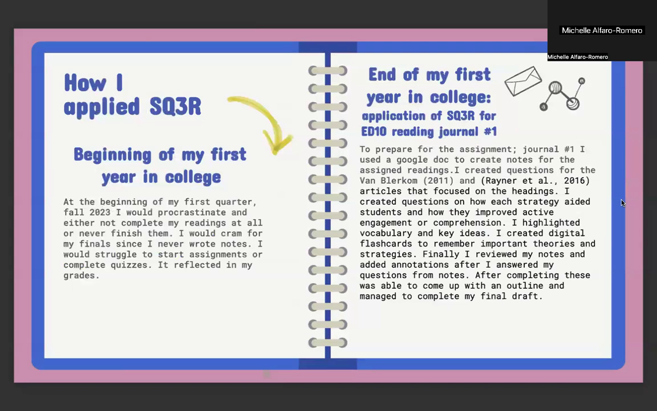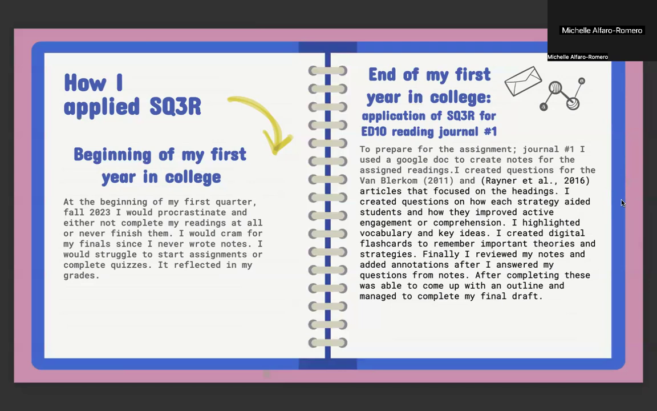And how I have solved this is I have applied SQ3R, and a specific example that I could think of that reflects this change is my first reading journal for this class, where for the assignment I prepared by writing notes on the assigned readings. I created questions as I was writing notes, and I also highlighted vocabulary and key ideas.